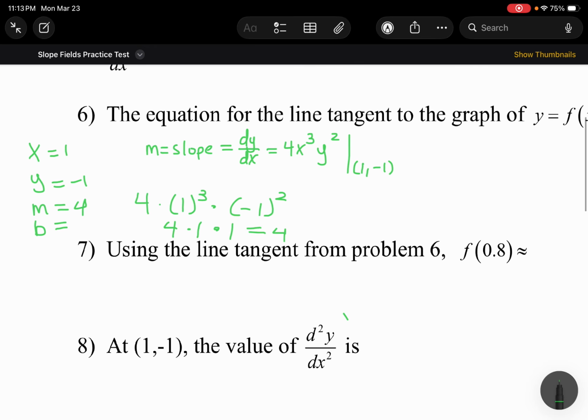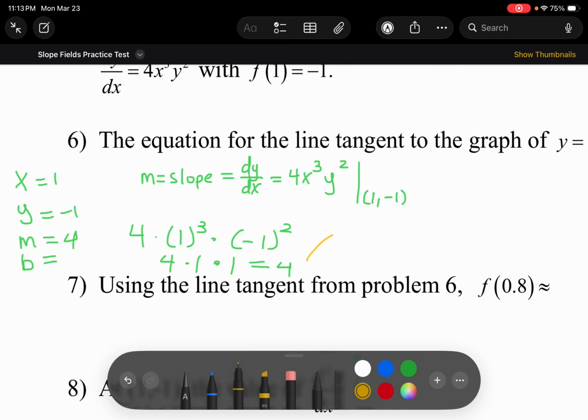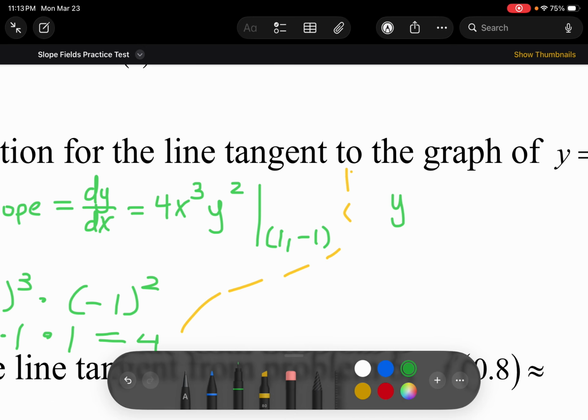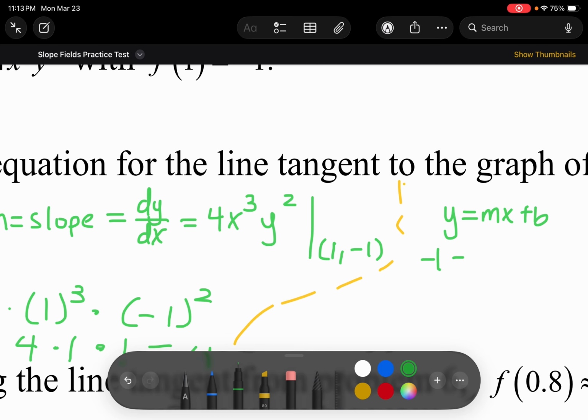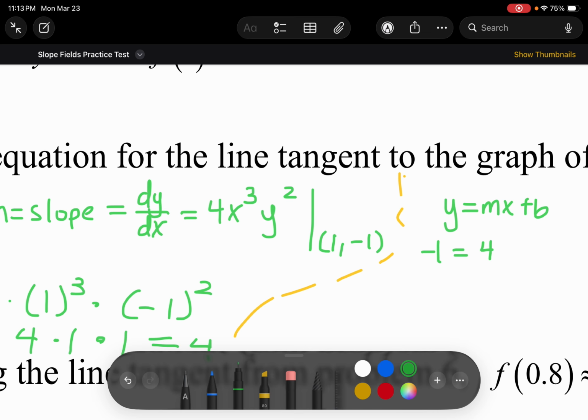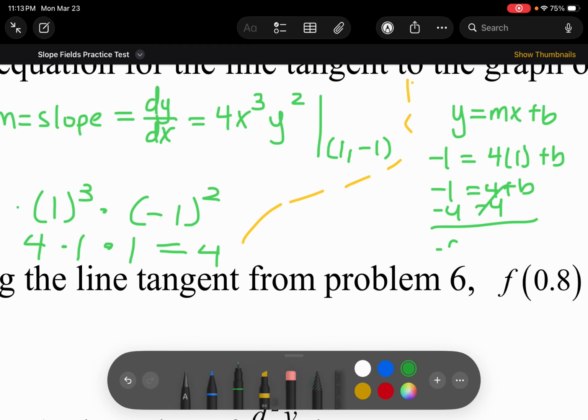Now you're going to plug everything in together. Let me create a borderline here, that way you guys don't get confused with the messy handwriting. So it's going to be y equals mx plus b again. We're going to plug everything in. What is y? Negative 1 equals, what is m? 4 times 1 plus b. So it's negative 1 equals 4 plus b. Subtract 4 from both sides. Negative 1 minus 4 is negative 5. That's your b.